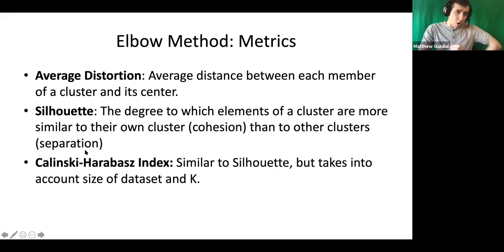And then the Calinski-Harabasz index is similar to a silhouette, but it takes into account the size of the data set and k. You don't need to worry about these second two; they're just here as examples. This first one is really the one that I want you to know about.